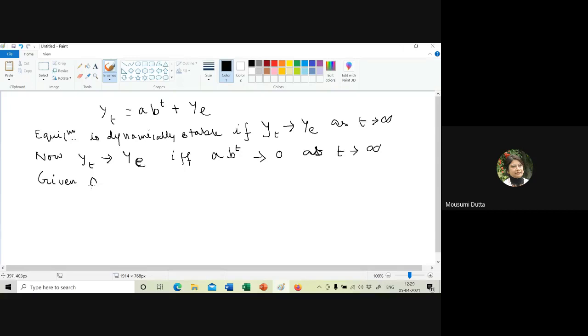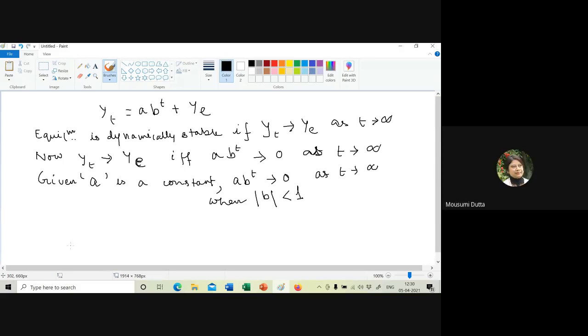Given a is a constant, we got the value of a, 2. In our case, I think we got the value 2, isn't it? Yes, ma'am. So a is a constant value. Given a is a constant, a b to the power t will move towards 0 as t tends to infinity when the absolute value of b is less than 1. Is it acceptable?